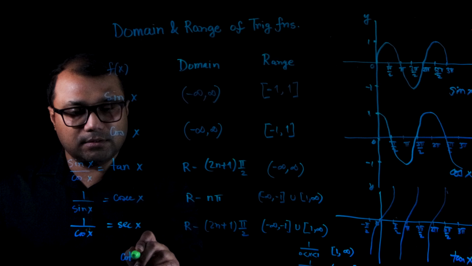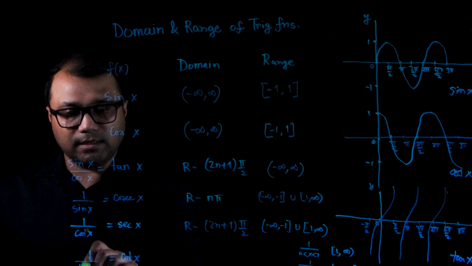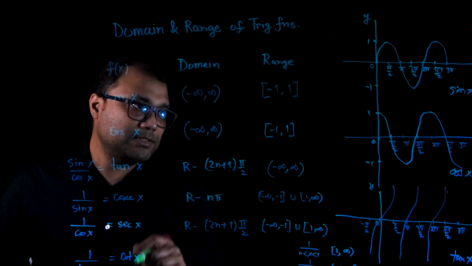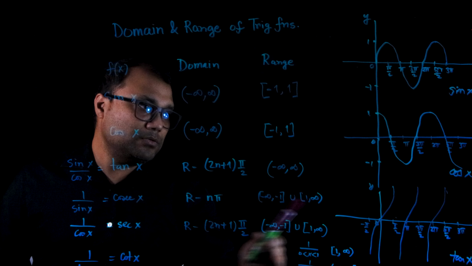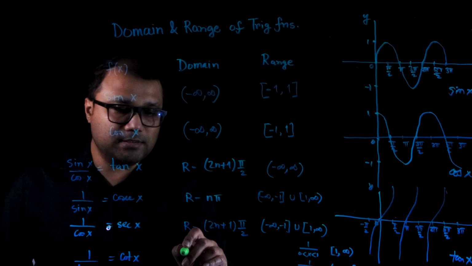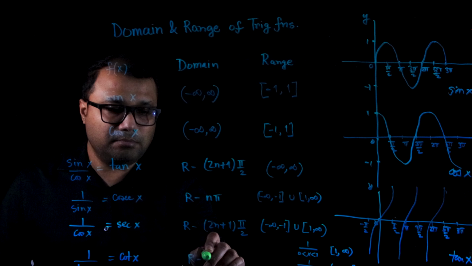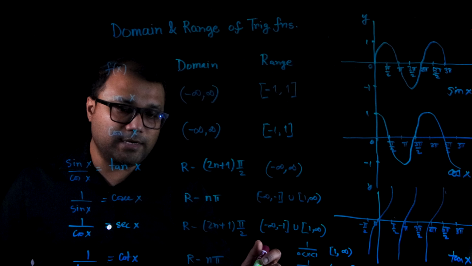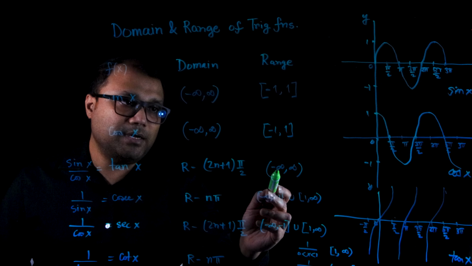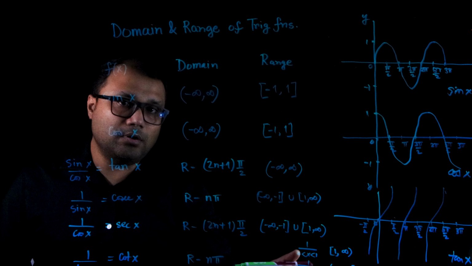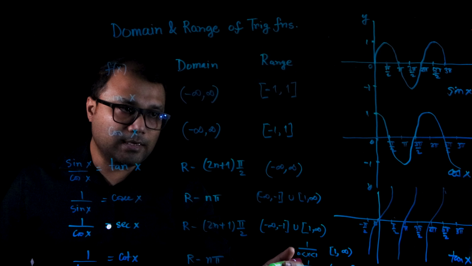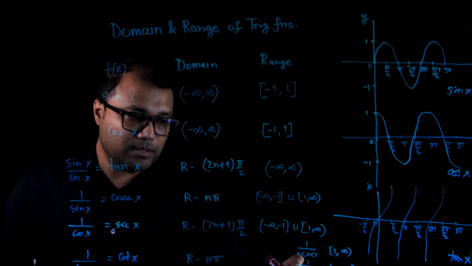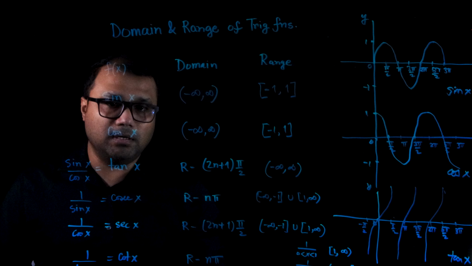Lastly, we look at cot x. Cot x is 1 by tan x. So it is undefined whenever tan x is equal to 0. When is tan x 0? Tan x is 0 at 0, pi, 2 pi and such. So the domain is R minus n pi, similar to cosec x. However, what's the range? Tan x can take minus infinity to infinity. So cot x can also take all values, minus infinity to infinity, because 1 by tan x is cot x.